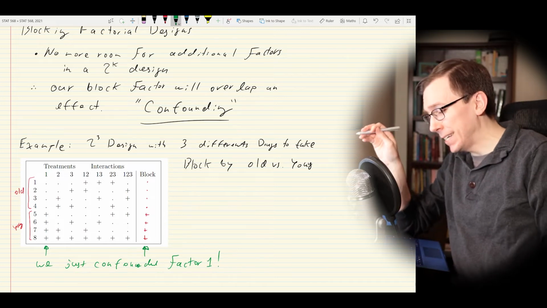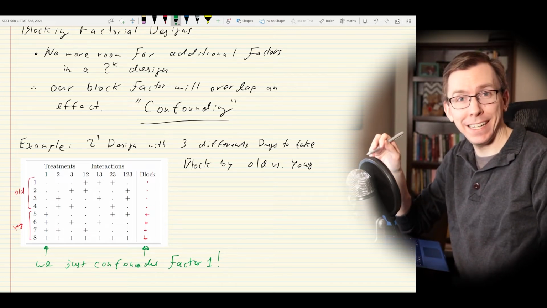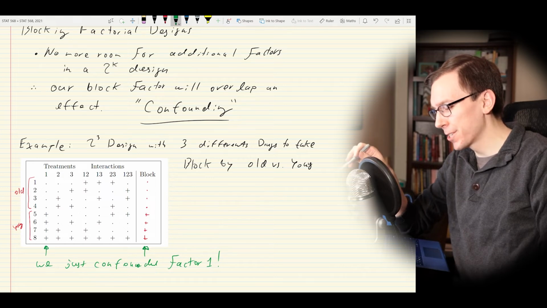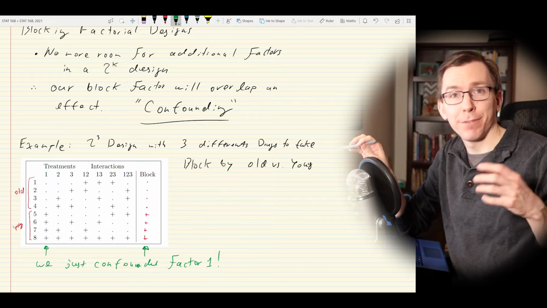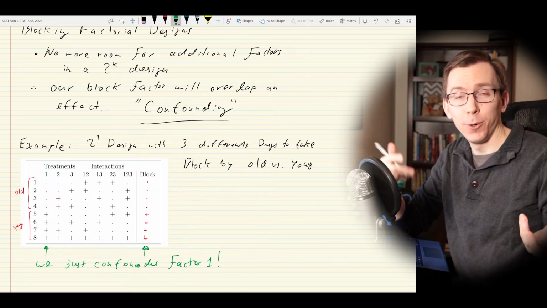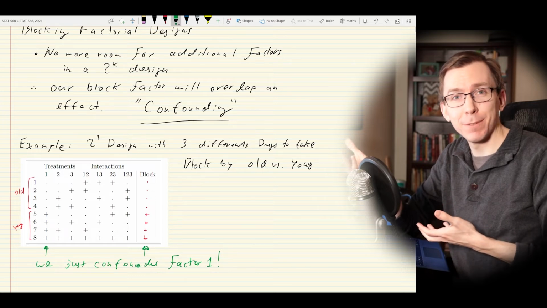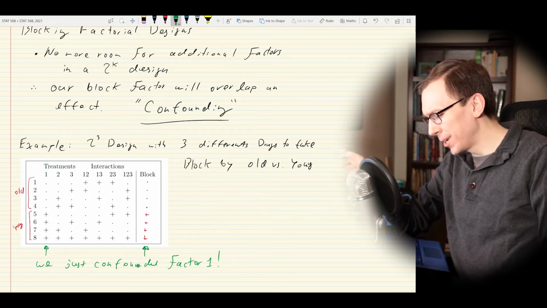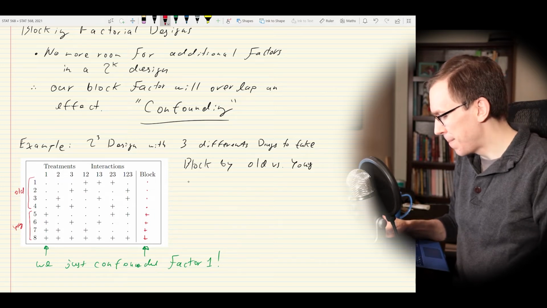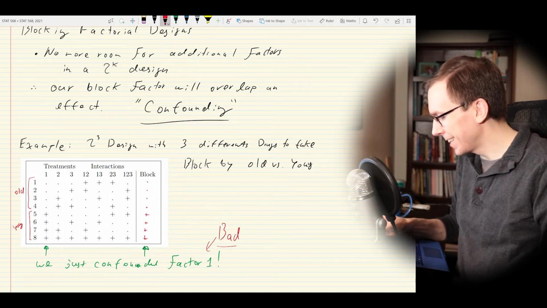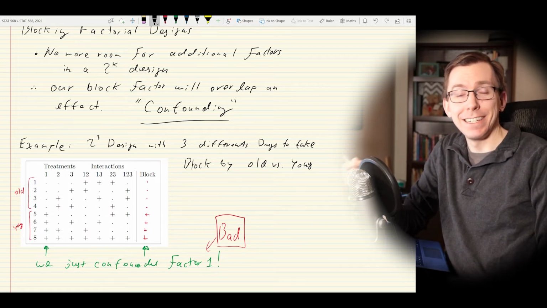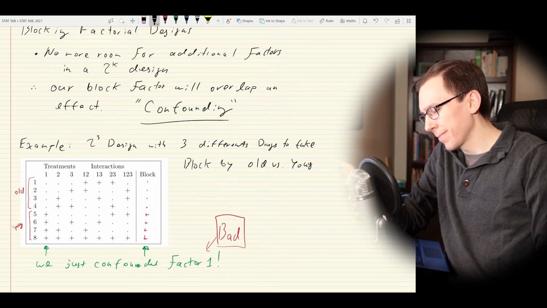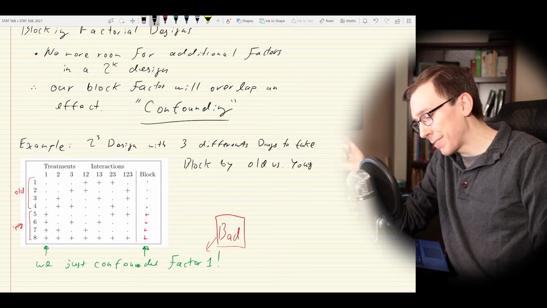And that's bad, because if we found a significant difference in the blood pressures for that column, we don't know if it's coming from drug 1 or from the fact that old people and young people may on average have different blood pressures. So we don't want to do that. Just to emphasize, that's bad, because now we can no longer test for the significance of treatment 1, or factor 1. So instead, we have to pick a different column.